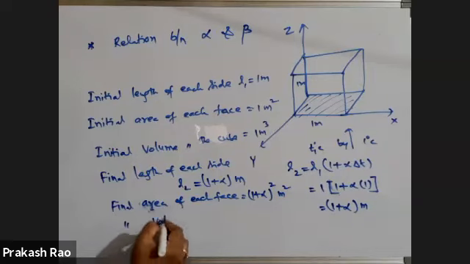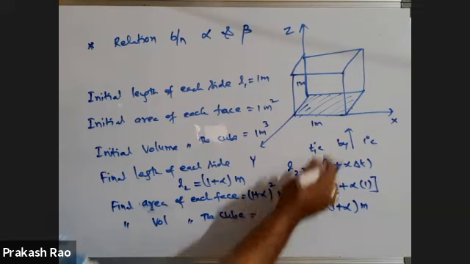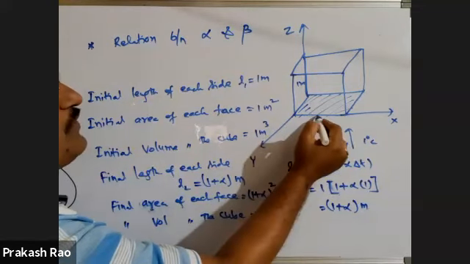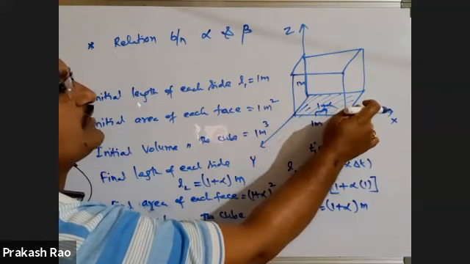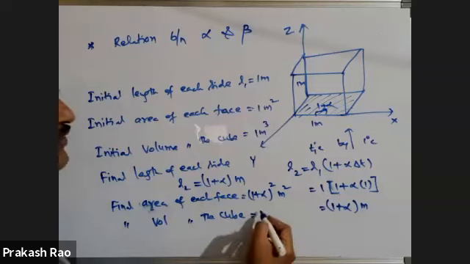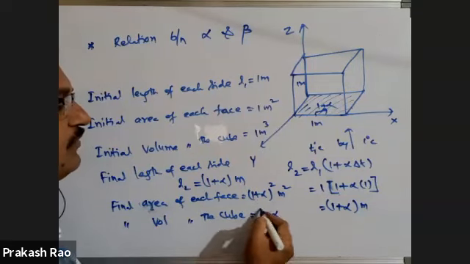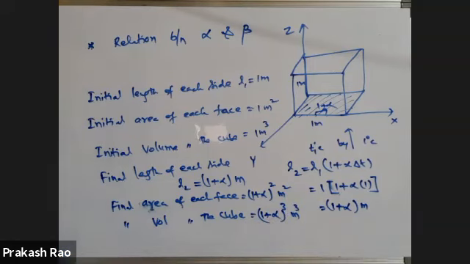Next, the final volume of the cube. What is the final volume? The length of each side is now 1 plus alpha after the rise. This is 1 plus alpha, this is also 1 plus alpha, this is also 1 plus alpha. 1 plus alpha into 1 plus alpha into 1 plus alpha, 1 plus alpha whole cube meter cube you will get. Any doubt up to here, my dear students?